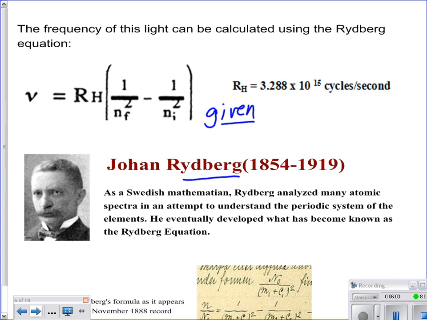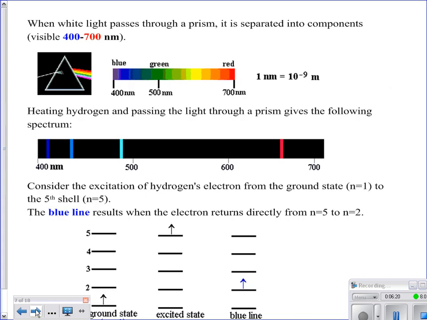And so from this, we see that we can calculate the frequency of light just using a constant and information about your final energy level and your initial energy level. So we'll do that in a few slides. First of all, though, let's just say a couple other things about these electrons.